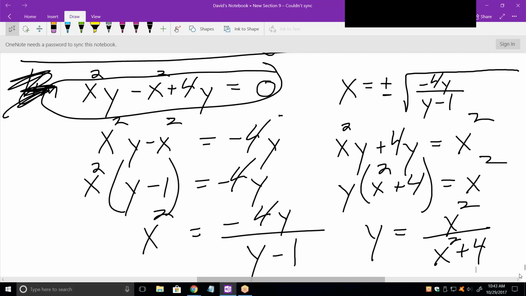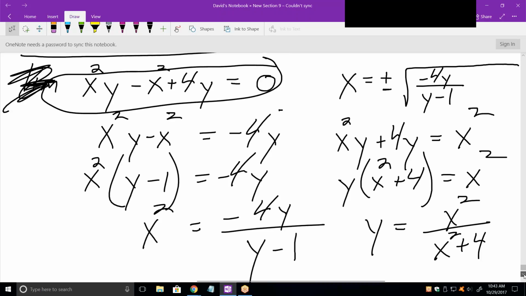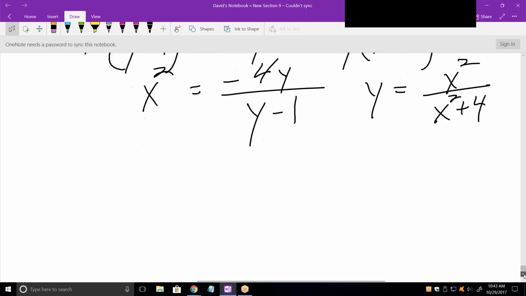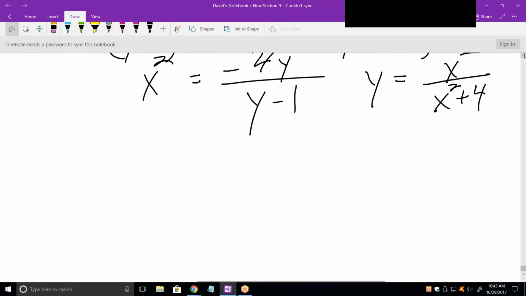Okay. Yeah. So let me scroll down so I have a little writing room. Unfortunately, my eraser doesn't work on this. I'm not quite sure why.